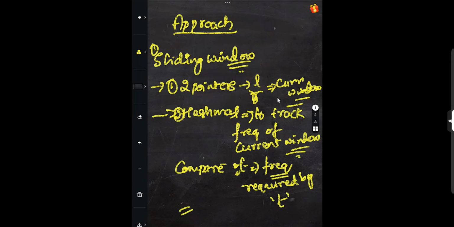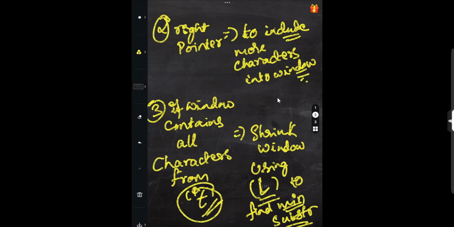So again, in the first step we'll be making use of the sliding window and the hash map. We'll go with two pointers, left and right, to keep track of the current window. Next, we'll use the hash map to track the frequency of the current window. Then we compare it to find the frequency required by T. This is what we'll be doing in the first step.